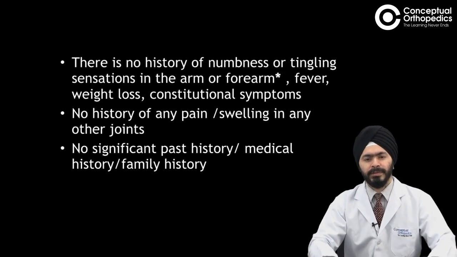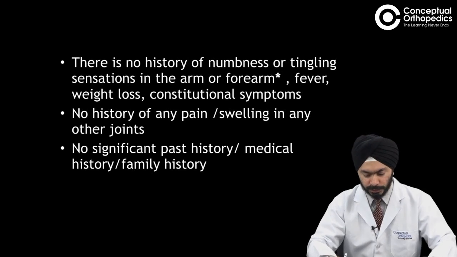So also give negative history of numbness, of tingling sensation in the arm or forearm to rule out any associated nerve injuries. No history of fever, weight loss, constitutional symptoms, any systemic infection to rule out inflammatory disorders, pain and swelling in other joints, and also take significant past history, medical history and family history.